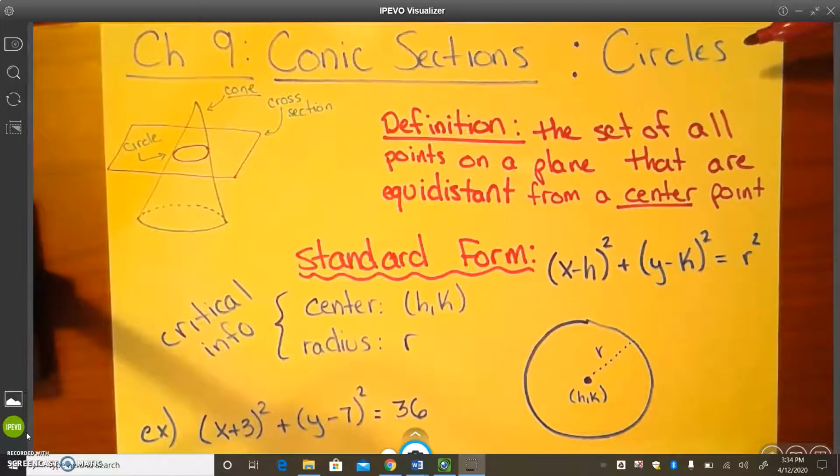Probably the focus, just from remote learning, is likely going to be a little bit more on the equation side of things, because I don't know how best to assess graphing.